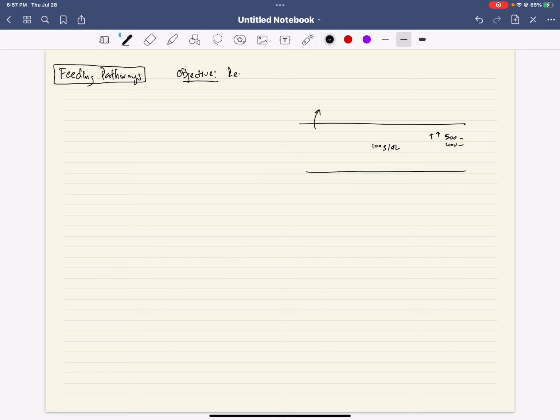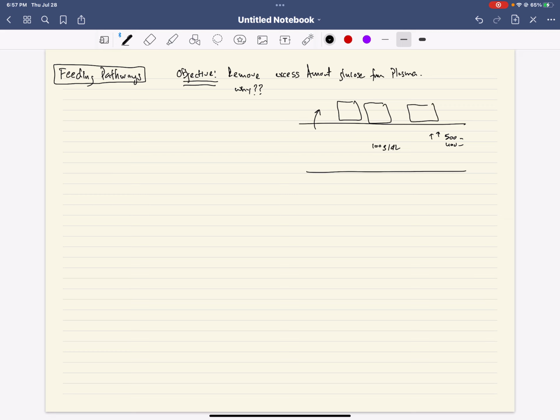So remove excess amount of glucose from plasma, right? So why is that the objective? Why do you want to do that? Because if you don't, so there will be cells here, right? Let's say this is a cell here, this is a cell here, this is a cell here.